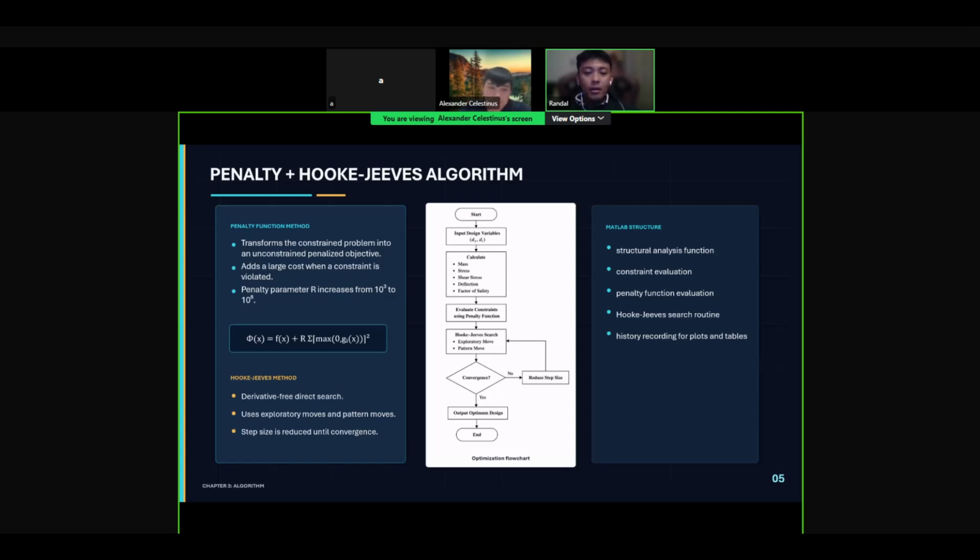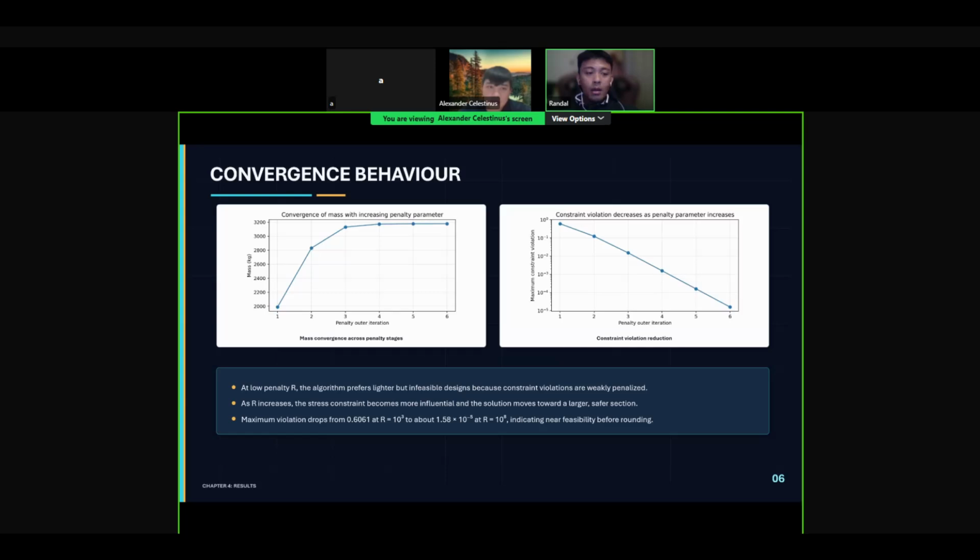Okay, thank you, Alexander. My name is Randall Paul, and I will explain the next slide, which is convergence behavior. This slide shows how the optimization process moves toward the optimum solution.